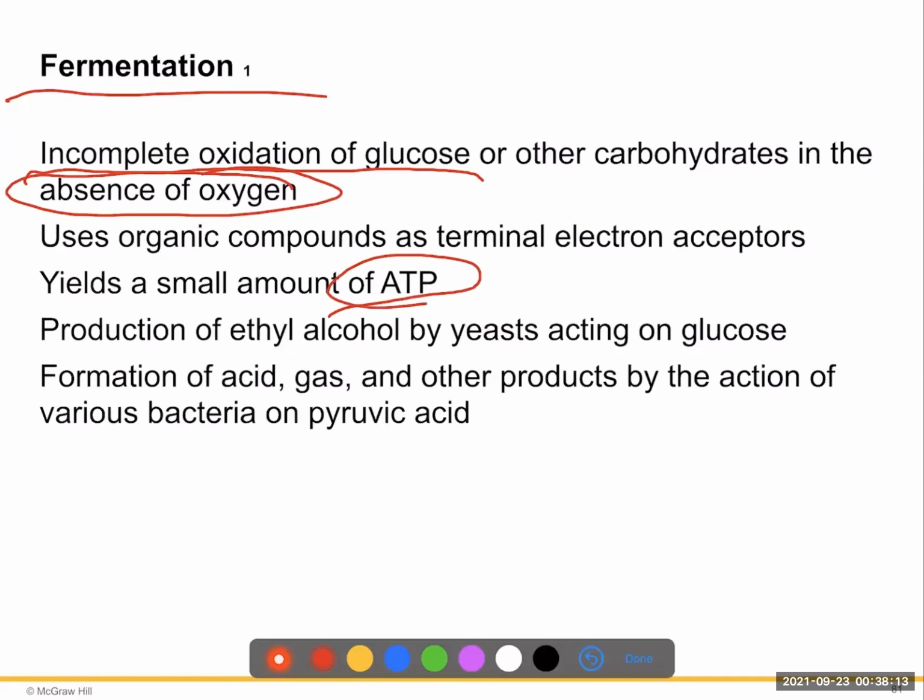Production of ethyl alcohol with the addition of yeast acting on the glucose. Ethyl alcohol is alcohol, what we drink. Okay, ethyl alcohol is your stuff in vodka, your stuff in all your wines, everything else is ethyl alcohol. Okay, during Prohibition in the United States, ethyl alcohol was banned. So a lot of bars switched to methyl alcohol.